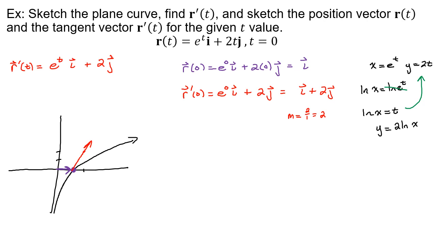And that's what my plane would look like. You can do t-values if you'd rather plug in t-values, but I know what the natural log of x graph would look like, so that's a pretty easy way to do that one.